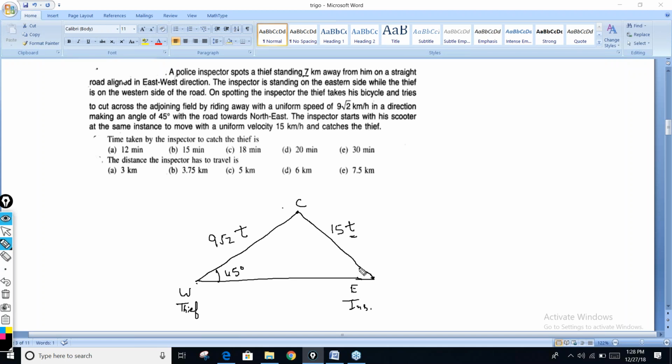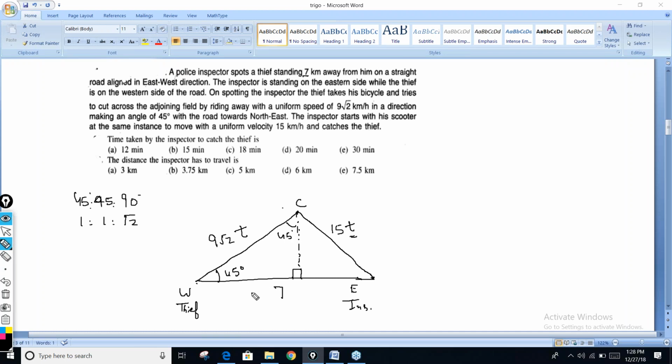This angle is not known, right? But we know this part is 7 kilometers. That is 7, the distance. That is 9√2t. This is 15t. So what I do is drop a perpendicular here. If I drop a perpendicular here, what will I get? This is 90 degrees, that is 45, so this will also be 45. And in a 45, 45, 90 triangle, what is the side ratio? The side ratio is 1 is to 1 is to √2.